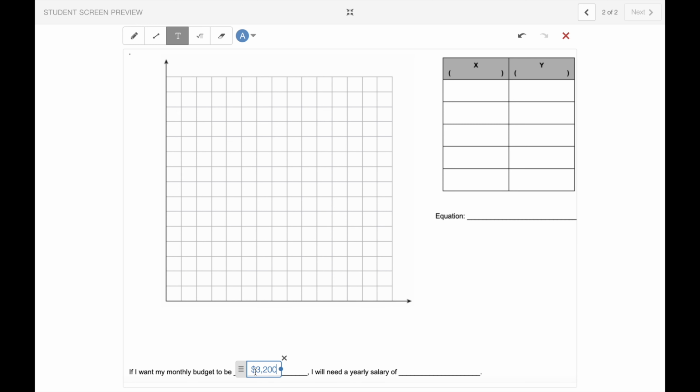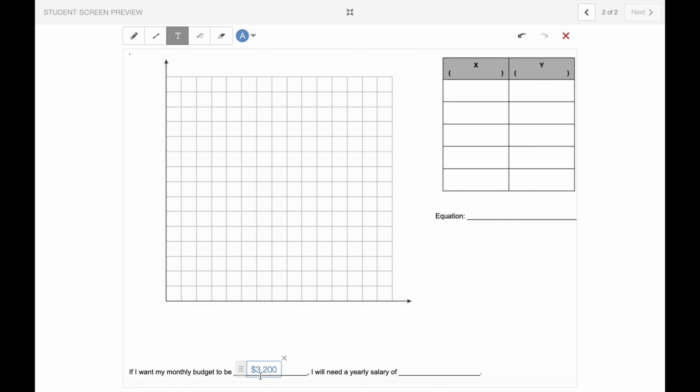My monthly budget was of $3,200. You all have different budgets. It could be $4,000, $5,000, $6,000. Some of my students even went to $11,000. So whatever it is, write it in here. It's okay to round it so the numbers are a little bit nicer. So go ahead and pause and do that now.